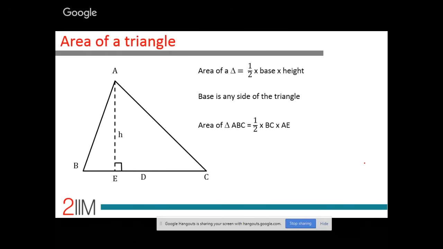Area of a triangle is half into base into height. Base is any side of the triangle. Height is the corresponding altitude. That is the perpendicular line from the opposite vertex. So you can compute this in 3 different ways. Any side could be the base. The corresponding height we'll have to pick up and do that.